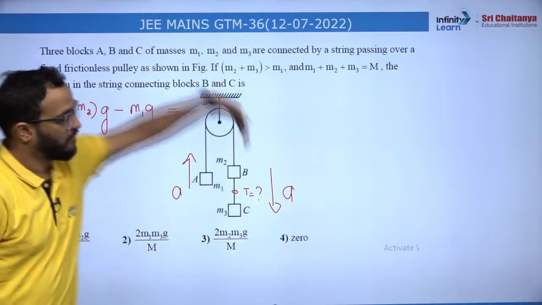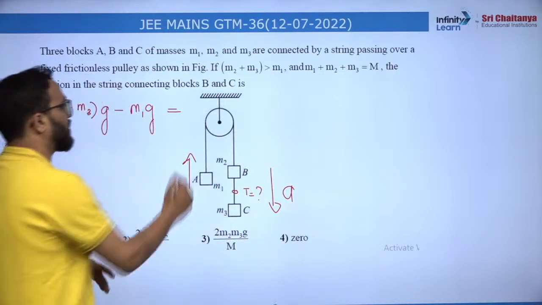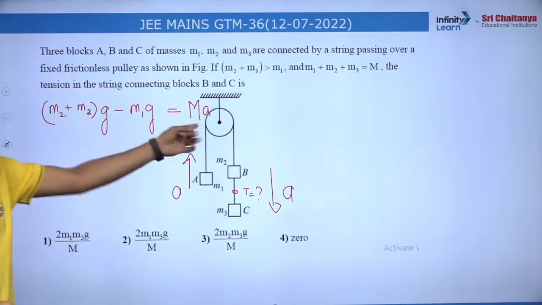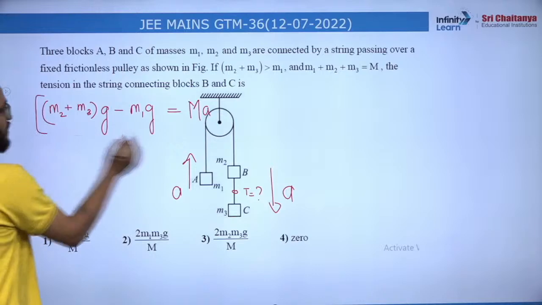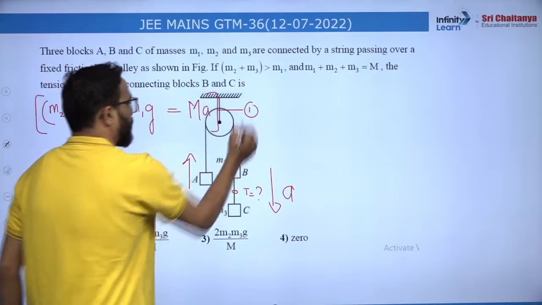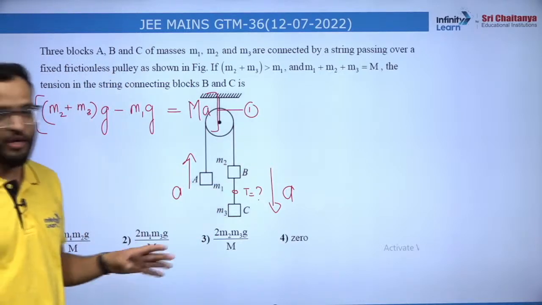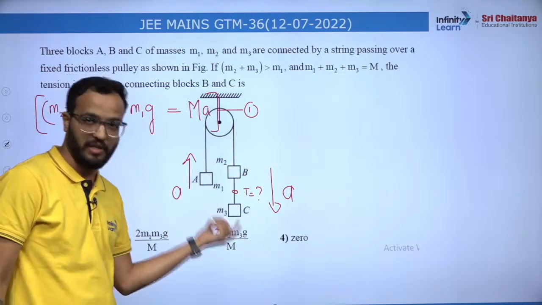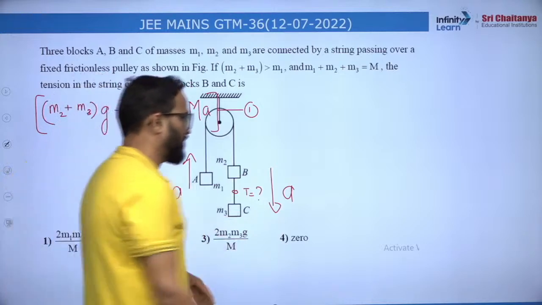the acceleration of the total system. The sense of acceleration is the same, so we will say total mass into acceleration. From this equation you get your acceleration. See, this is the short method. Otherwise, if you want, you can draw the FBD of every block individually and then solve it. That means you can do it like this also.